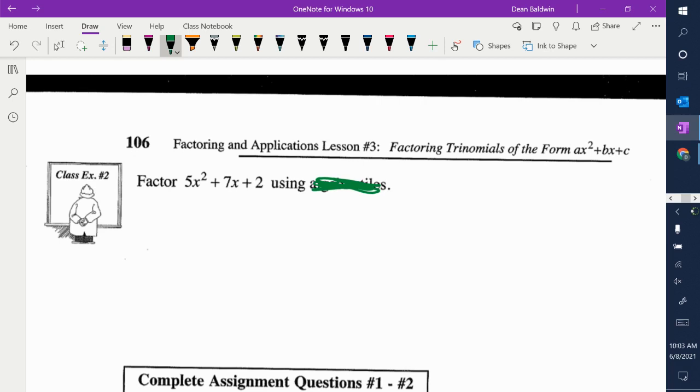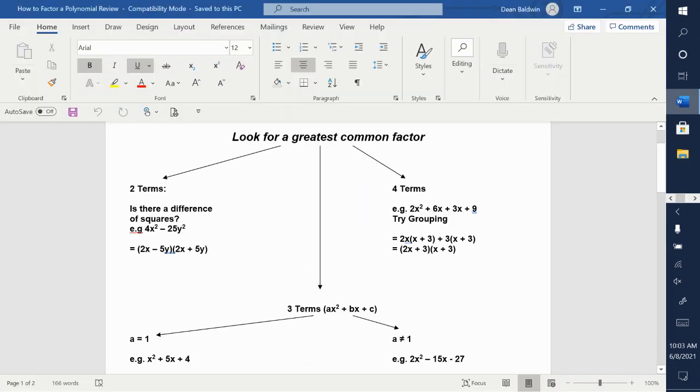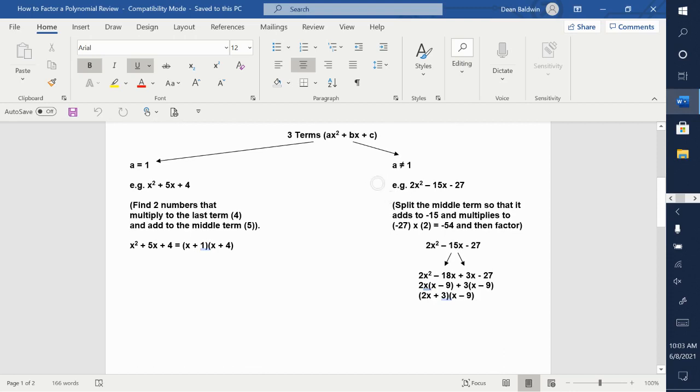All right. So 5x squared plus 7x plus 2. Is there a common factor? No, there is not. 5, 7, and 2 do not have a common factor, and there is not an x in every one. Okay. So then you have to use, if you look at this sheet, we have 3 terms. It's like this. Okay? So we have to figure out how to split the middle term.